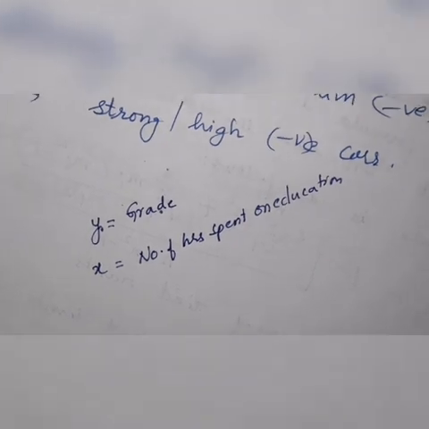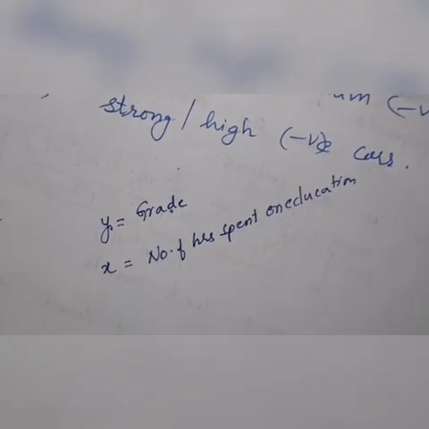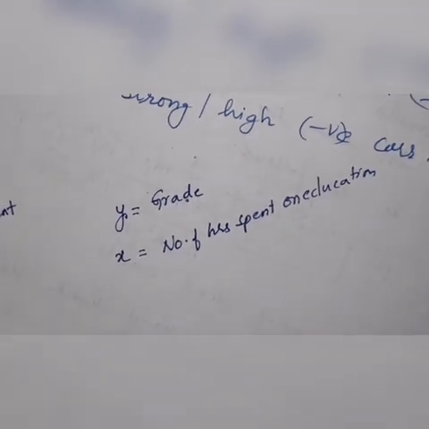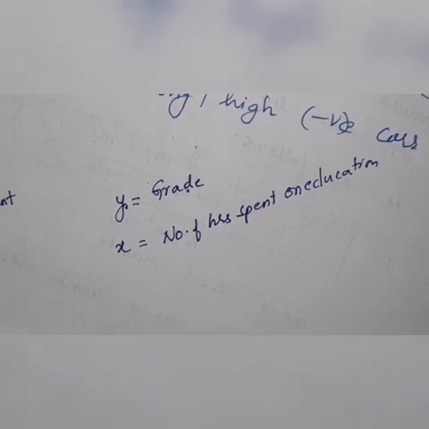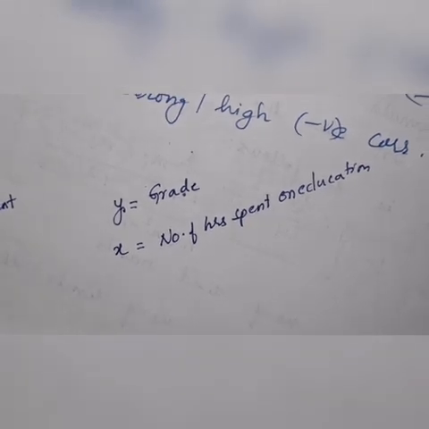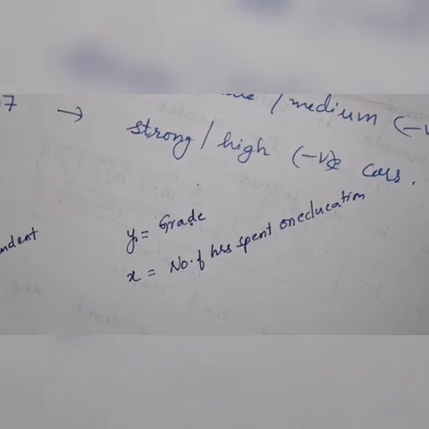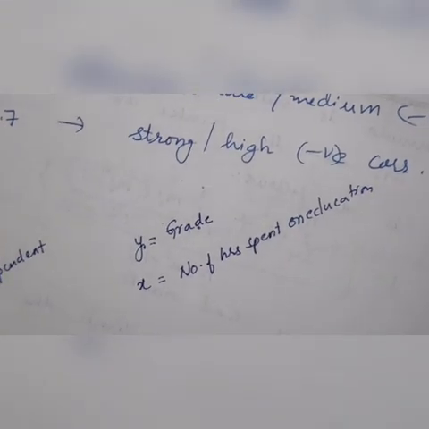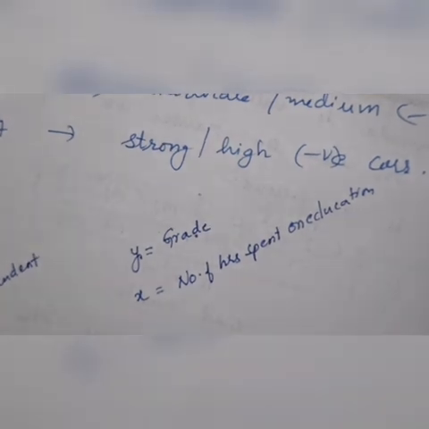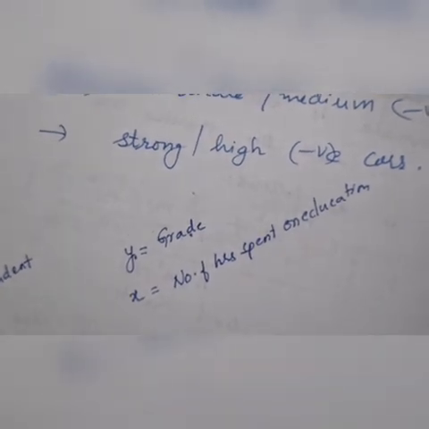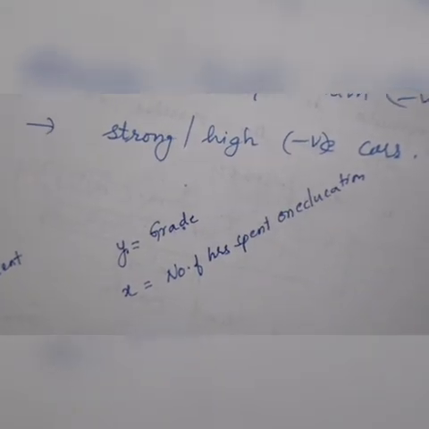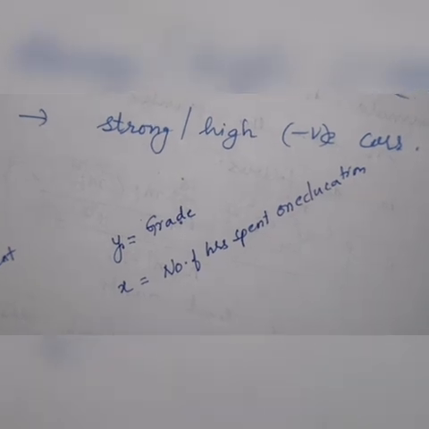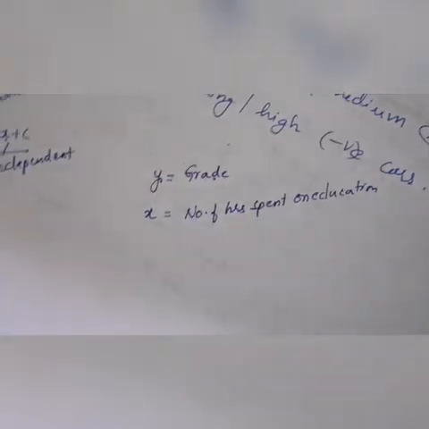If it is equal to -1, then I say there is no dependence at all. The grade is not at all dependent on the number of hours spent on education. If r is equal to 0, if the value of r when I calculate is equal to 0, then I would say there is no relationship at all between the grade a student scores and the number of hours spent on education. Okay, so these are the broad categories.